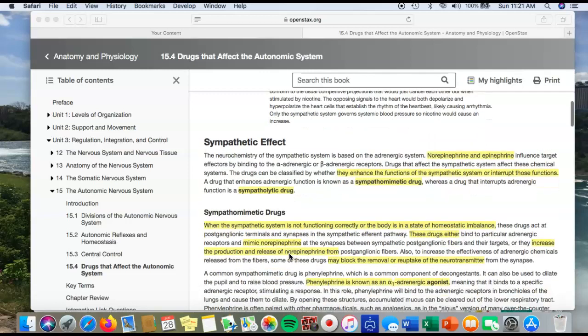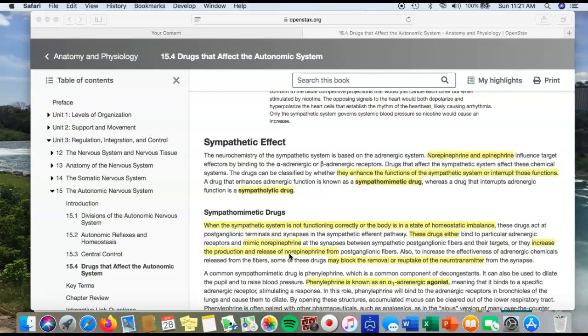Alright, welcome back everyone. Today we're going to go over section 15.4 pretty quickly. I'm not going to go into too much detail here, but this is talking about drugs that will affect the autonomic system. And so we'll talk about drugs that elicit a sympathetic effect, and then we'll talk about drugs that elicit a parasympathetic effect. But let's first get into the sympathetic effect.